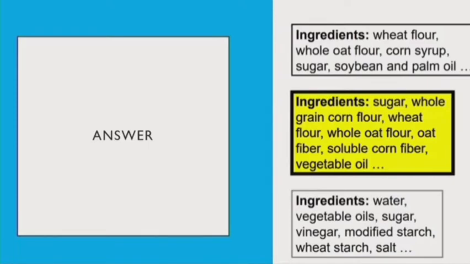So basically, you can know which content is the most in an item just by looking at the ingredients list, because it's listed first. And that's the order in which they are in the product.